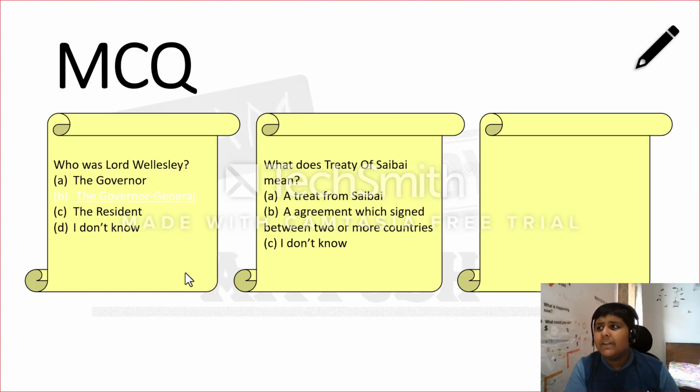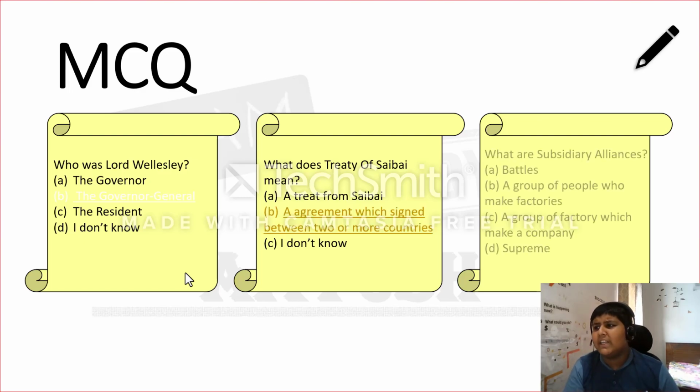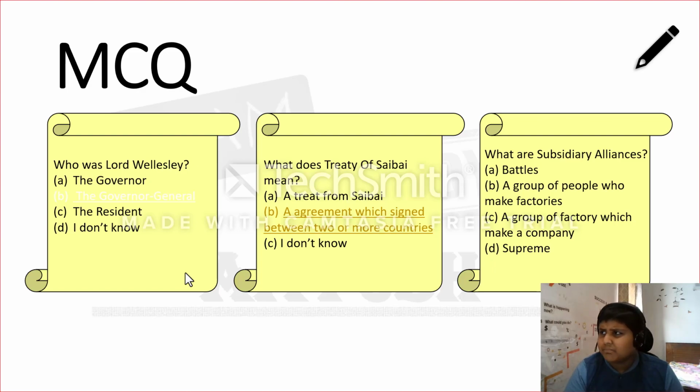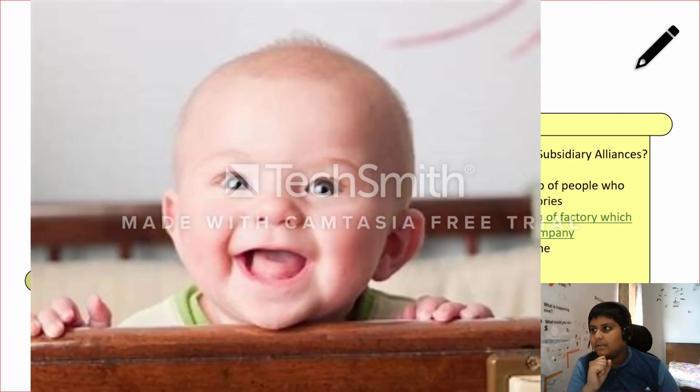What does the Treaty of Salbai mean? Does it mean a treat from Salbai? No, it is an agreement which is signed between two or more countries. What are subsidiary alliances? Is it a battle, a group of people who make factories, or a group of factories which make a company? It is option C.